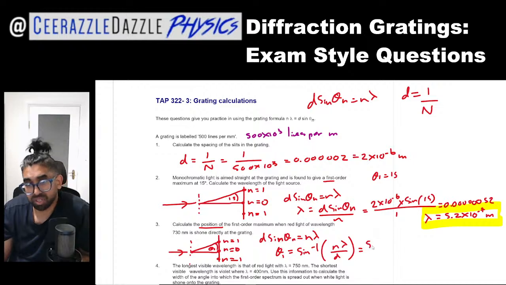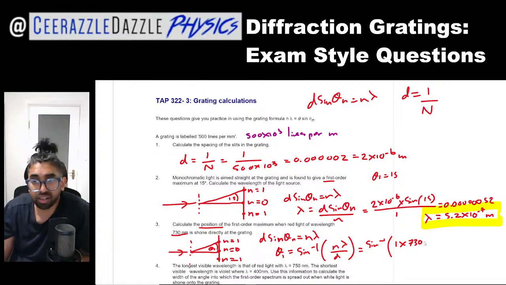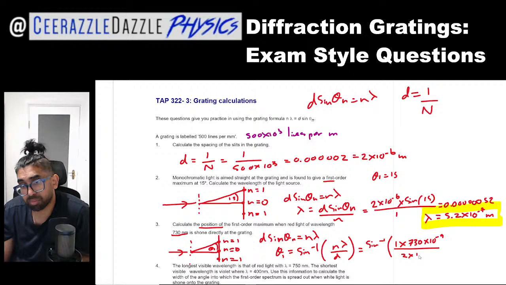So it's going to be sine inverse, open bracket, 1 times what's the wavelength? Careful, the wavelength is now 730. So 730 nano, get rid of the nano, times 10 to the minus 9, divided by the slit separation. What is the slit separation? Same as before, 2 times 10 to the minus 6 in this case.